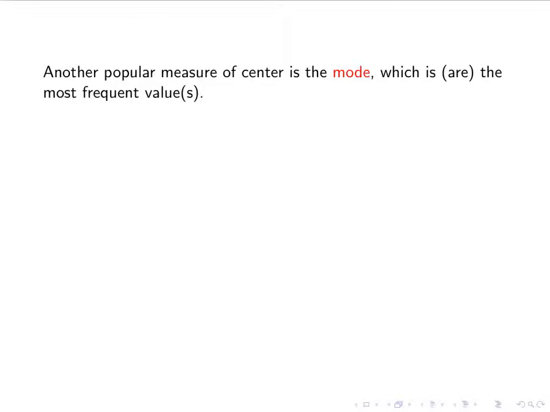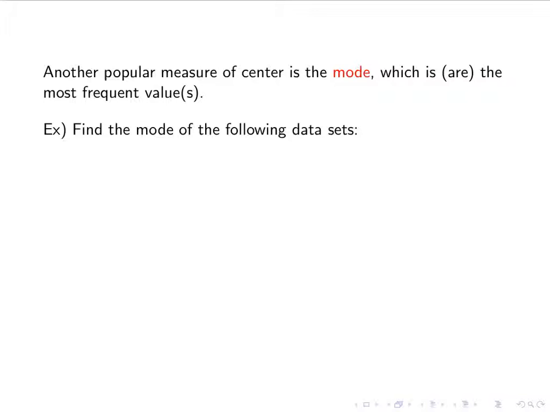And then our third measure of average is called the mode. So the mode is or are the most frequent value or values. The mode is the only measure of center where you can have more than one value. There's only ever one mean. There's only ever one median. There can be multiple modes.